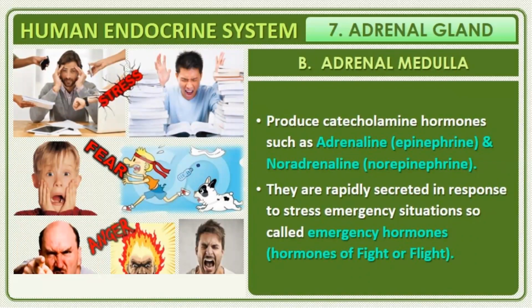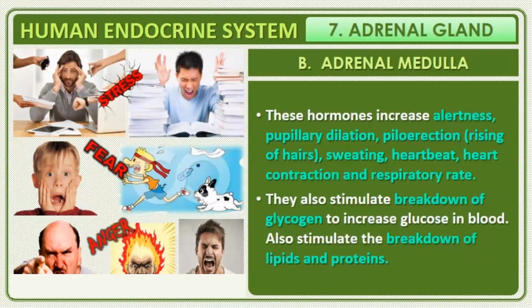Next comes the adrenal medulla, the inner part of the adrenal gland that produces catecholamine hormones such as adrenaline, which is epinephrine, and norepinephrine. They are rapidly secreted in response to stress or emergency situations. So these are known as emergency hormones, hormones of fight or flight.